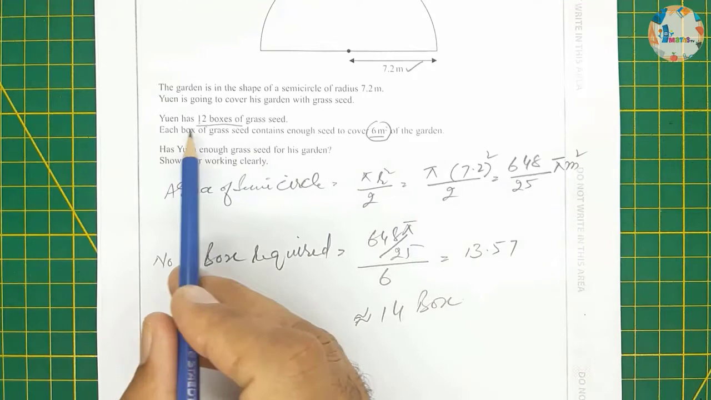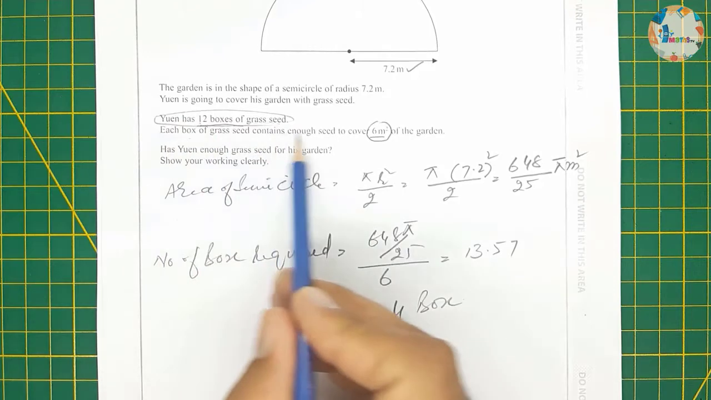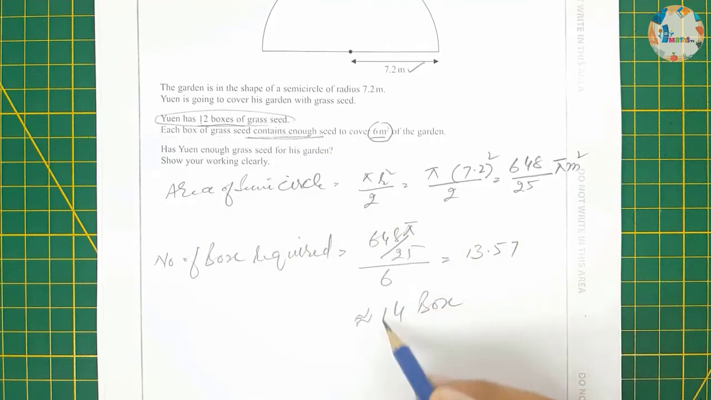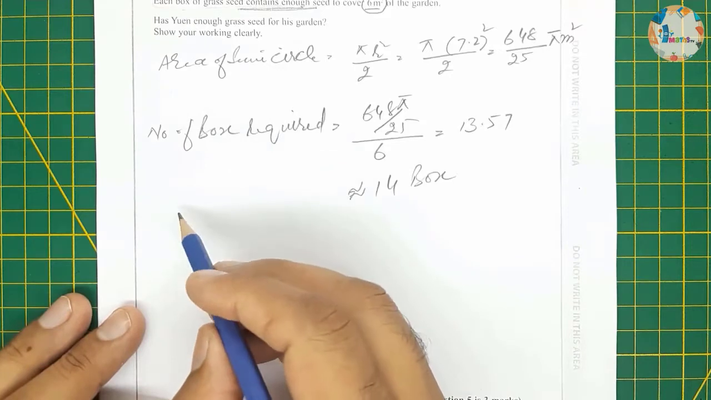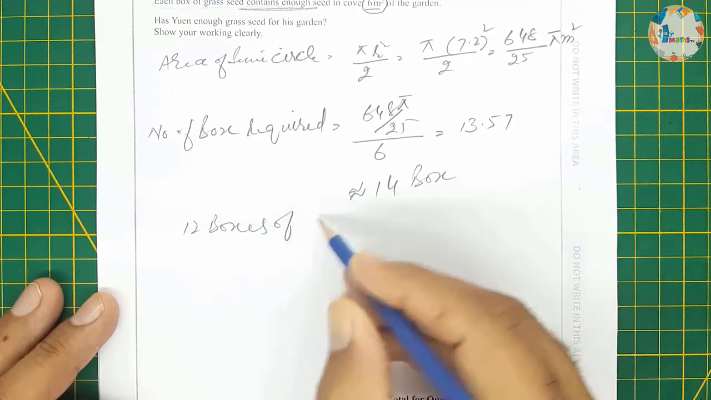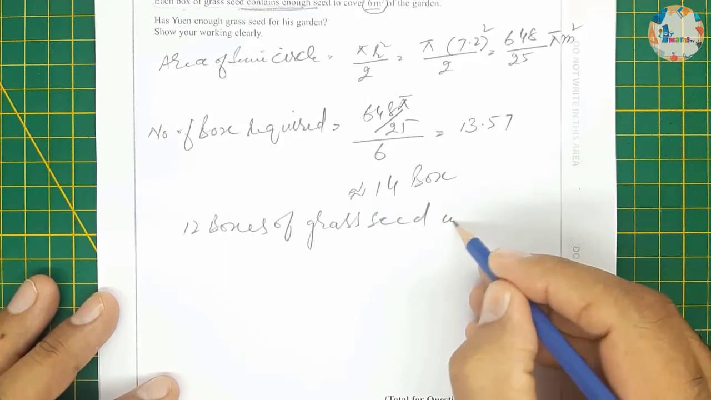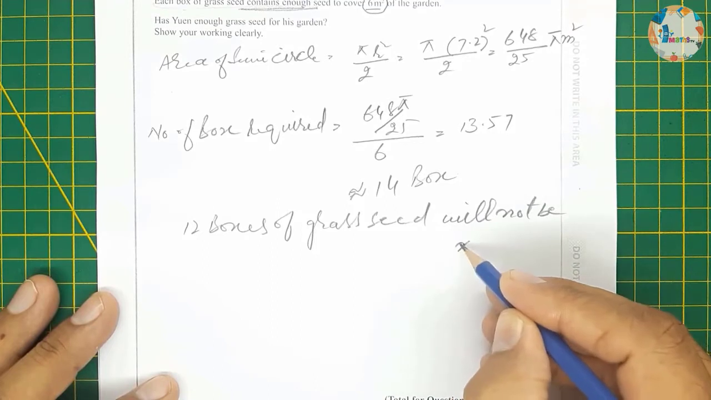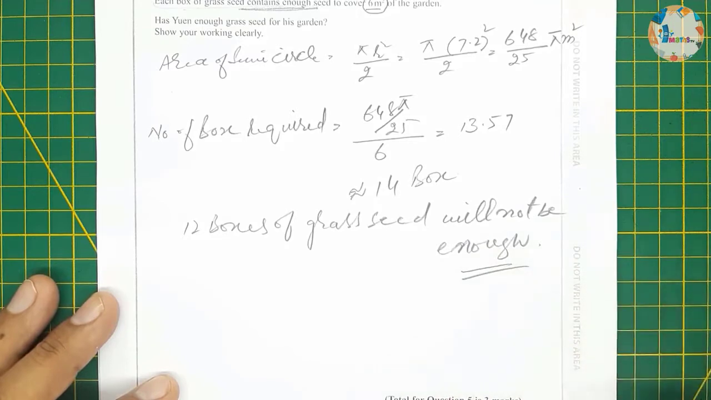But the question mentions 12 boxes of grass seed. Are they sufficient or not? It requires a minimum of 13.57, which is 14 boxes. So our answer will be: 12 boxes of grass seed will not be enough. So this will basically be our answer.